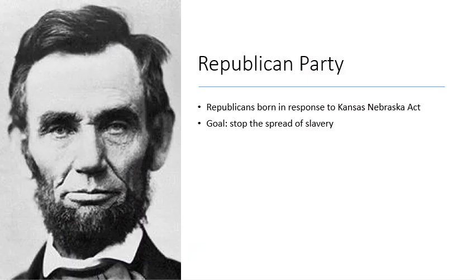movement. As a result of the conflict of Bleeding Kansas and the Kansas-Nebraska Act, the Republican Party is born. And here you see Abraham Lincoln, who was the first Republican president, probably the most famous early Republican. And the whole goal of the Republican Party is to stop the spread of slavery. They basically base a platform on stopping the admittance of slave states to the Union.